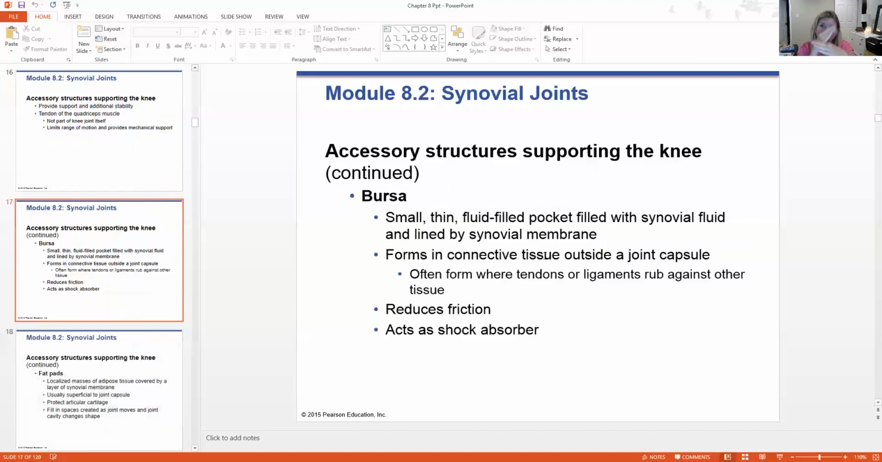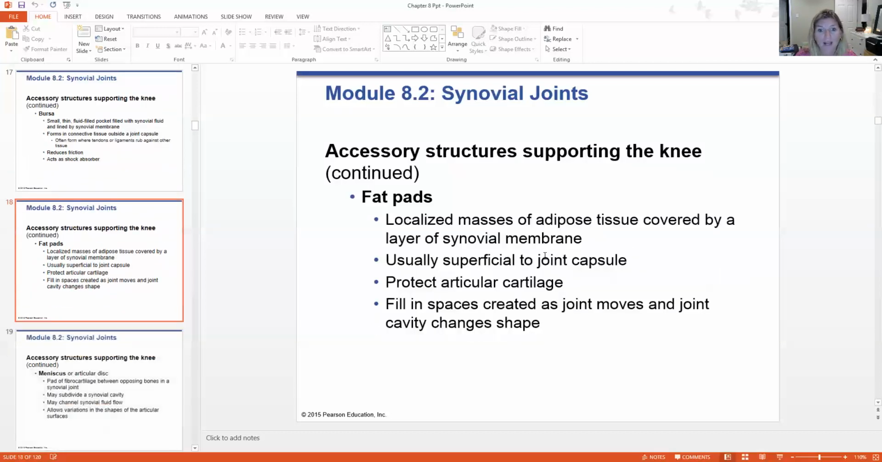Picture a violin string, right? And if you've ever paid attention to violinists, those little hairs from the bow kind of fall off and break over time with that rubbing. So imagine a bursa is this little bubble wrap going around the bow, not allowing that friction to break the horsehairs of the bow. And that's exactly what a bursa does. It prevents the tendons and ligaments from rubbing against each other, reducing friction and acting as a shock absorber.